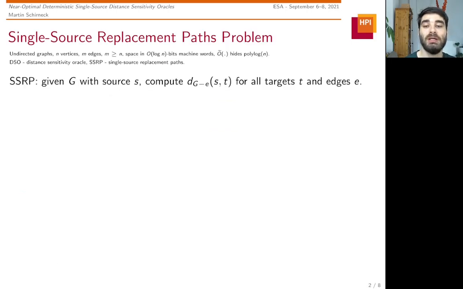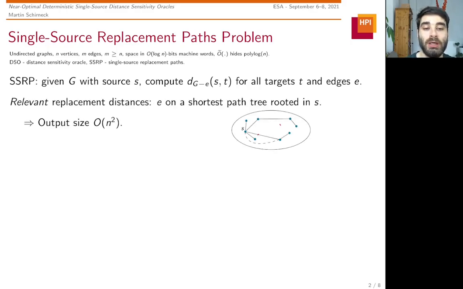Closely related is the problem of single-source replacement paths, SSRP for short, where we are given the graph with the source S and have to compute the replacement distances for all targets and failing edges E. It is well known that the relevant replacement distances are only those with edges on a shortest path tree rooted in the source. Because if we fail an edge outside of that tree, it doesn't change any distances. So the output is at most quadratic.